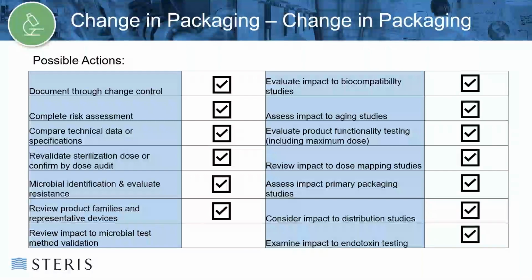Additional considerations outside of the irradiation validation is that there could be an impact of internal packaging to existing biocompatibility studies, and those should be assessed to determine if new studies are necessary. There could be a contribution of endotoxin from the change in bioburden coming from a change in internal packaging, and it may need to be evaluated. The effects of the packaging change to aging, functionality, packaging distribution studies should also be assessed. Changes to the presentation of the product for irradiation need to be reviewed for impact dose mapping studies.